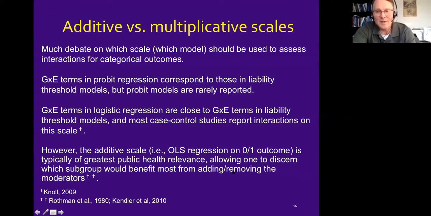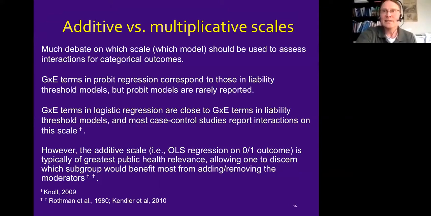But it's been argued that the additive scale is the one that is of the greatest public health relevance. If what you're interested in is not ratios, but is the total number of individuals that can be saved by treatment, for example, then it's the additive interaction that's of greatest public health relevance, because it tells you which subgroup, which level of the moderator for G, for example, is going to benefit most by the environmental intervention.